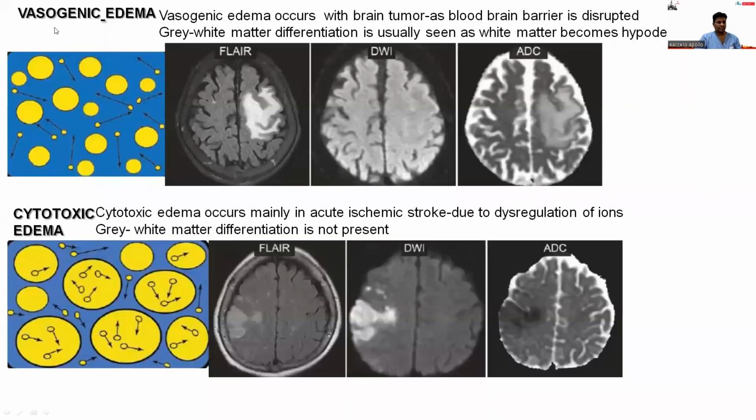There are two types of edema. This is vasogenic edema and the cytotoxic edema. Vasogenic edema is because of brain destruction seen in tumors, and cytotoxic edema is seen in the infarct.